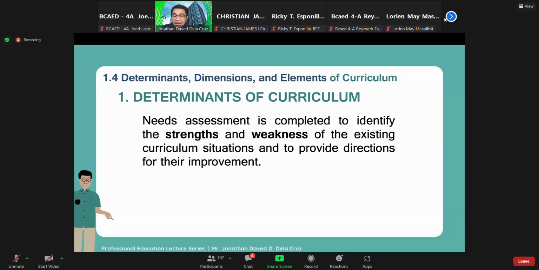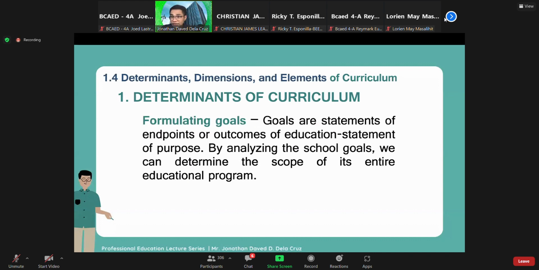So, needs assessment is completed to identify the strengths and weaknesses of the existing curriculum situations and to provide directions for their improvement or change. Mamaya pag-uusapan natin to. Needs assessment is very important kasi yan yung magiging basis mo sa kung ano nga ba yung babaguhin mo sa curriculum or i-improve mo sa curriculum. So as teachers, we have to recognize the strengths and weaknesses of the educational system that we have right now.